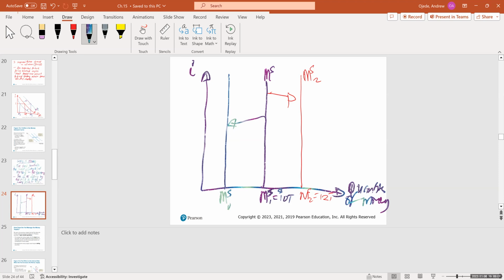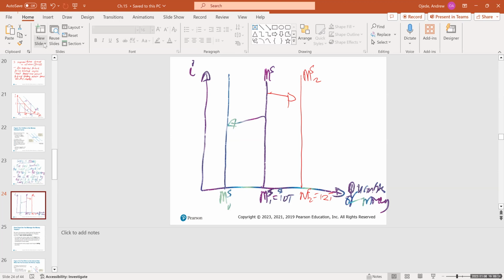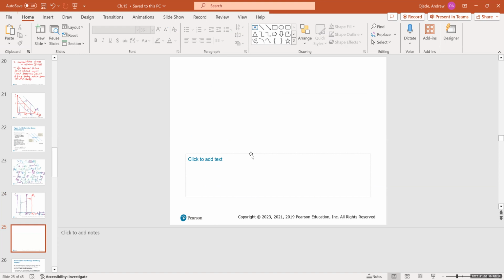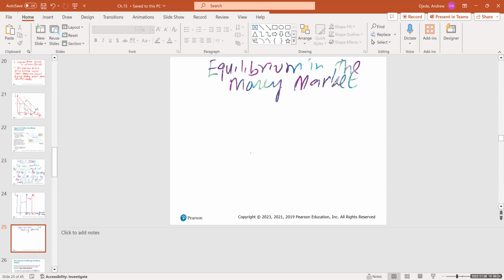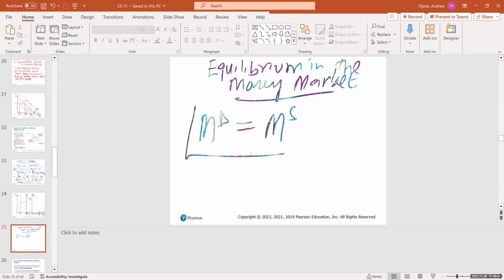Okay. So now let's talk about the concept of equilibrium, and then talk about how changes in money demand and money supply can affect that equilibrium. Because at the end of the day, the money market is going to reach equilibrium. Any market in economics always goes to equilibrium. So let's talk about equilibrium in the money market. You guys know equilibrium is when supply equals demand. So the concept of equilibrium is that money demand must equal money supply. Period. So this is an equilibrium condition.